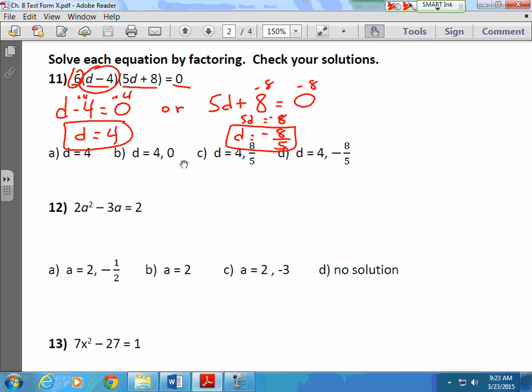If D is a negative 8/5, then that becomes negative 8 plus 8, which is 0, which makes the whole thing 0. So these are the two possible solutions for D, the two possible values for D that could make this whole equation turn into 0. Okay, and where's the answer choice? D. Oh, I'm kidding. Not kidding. You chose C, didn't you? Yes.